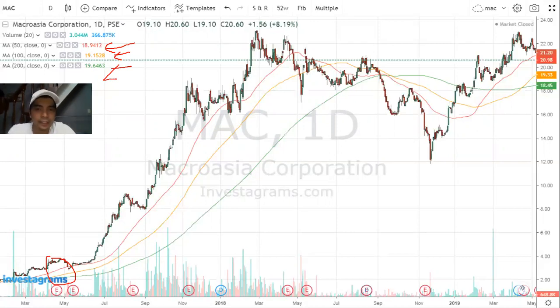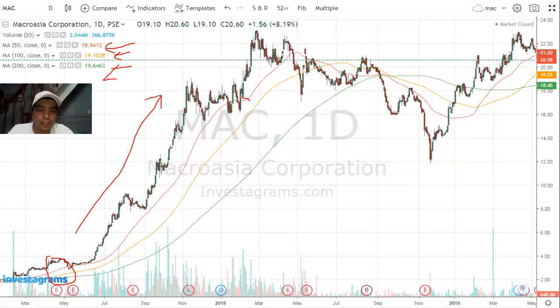I classify it like a stoplight. So red is the first signal, first indicator, orange is the second indicator, then green is the third indicator. So 50, 100, and 200-day moving average. So this is a simple moving average. As you can see here, it's just MA. So here you can clearly see that the price is above the three moving averages. So what is the tendency? The price is just moving up.